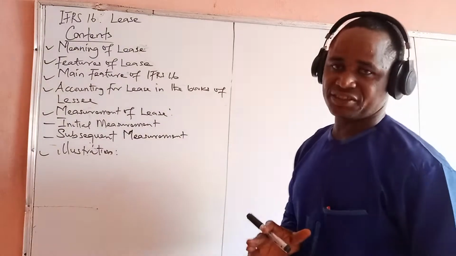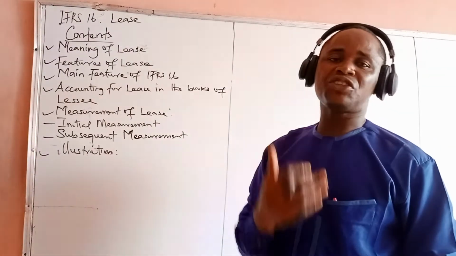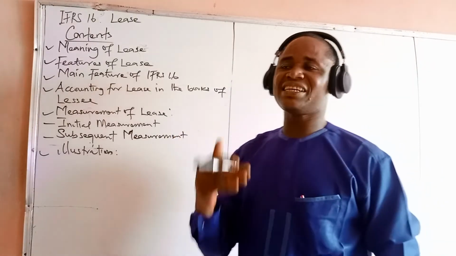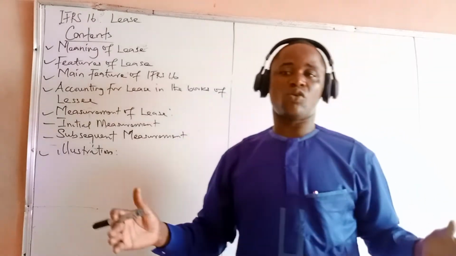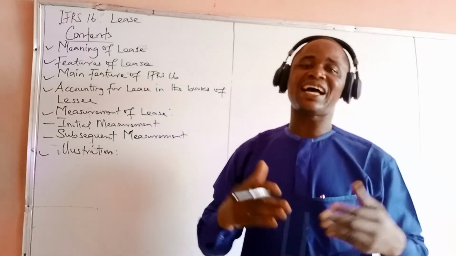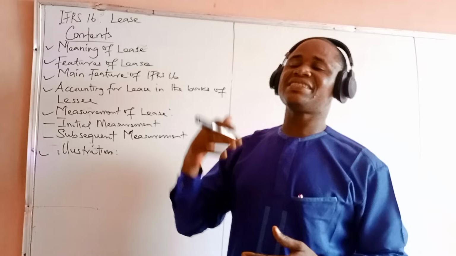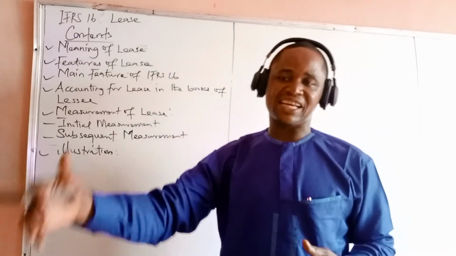One is a contract. When we say contract, for there to be a contract, it must be between two or more parties. Now, the contract in this context is between the lessee and the lessor. The lessor is the owner of the asset. The lessee is the one that wants to borrow the asset, or lease the asset.